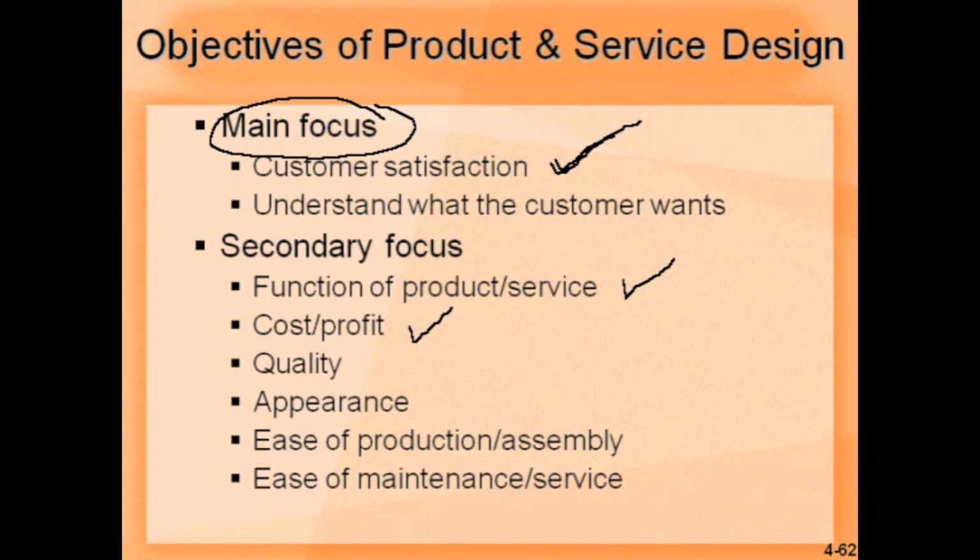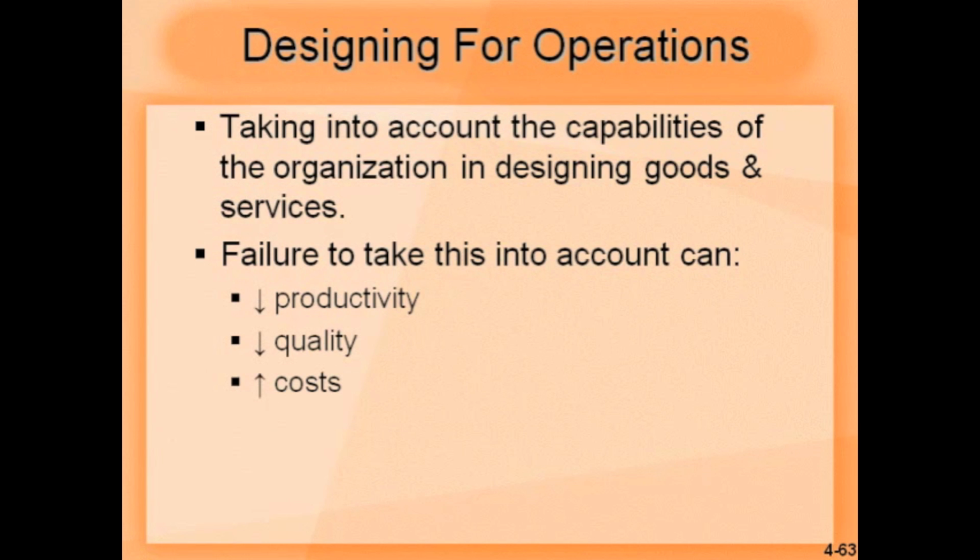It could be cost related or profit related. A company may want to make changes to the design so that it can be manufactured probably at a lower cost and thereby increase the profit for the company. That could be another objective or focus. Quality is always very important. It could be appearance, ease of production or assembly, ease of maintenance or service. All these things could be the objectives for making design changes.